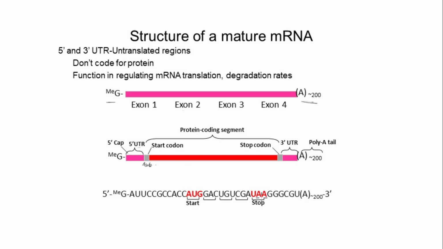So if this were an mRNA being translated, the ribosome would begin here. AUG specifies methionine. The next codon is GAC, which specifies aspartate. The next codon is UGU, which specifies cysteine. The next codon is CGA, which specifies arginine. And then the stop codon signals termination. There's no amino acid. Protein synthesis is complete. So the start codon signals where to start and sets the frame in which the codons will be read.